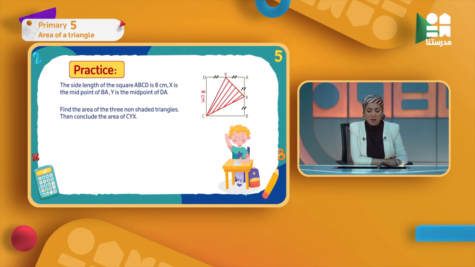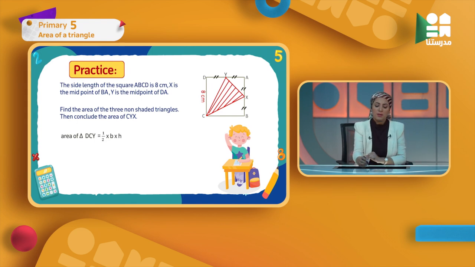So here, the first step, I will get the area of triangle DCY. Again, my rule, the area of any triangle is half base times height. Here, I have the base DC, which is 8 centimeters as you see in front of you, but I don't have the height, which is YD. Pay attention, this is a right angle triangle at D, so my height is DY. So I need to know this height.